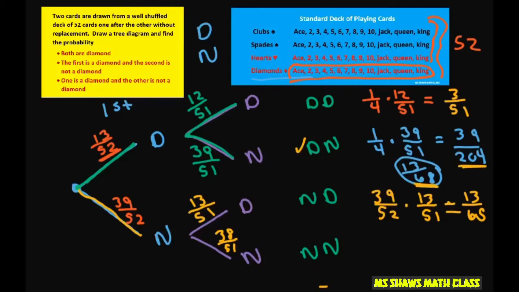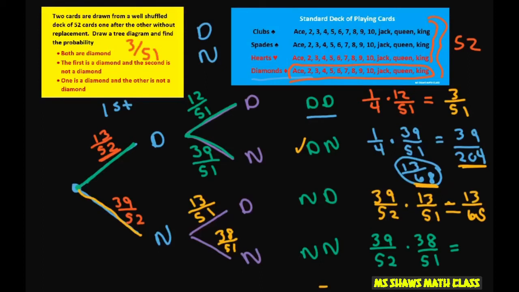And then the last one. Not diamond, not diamond. So that's 39 out of 52 times 38 out of 51. That's not one of the questions. So basically, the first question says both are diamond. There's only one place where both are diamond, right here. So the answer to this one is going to be 3 out of 51.